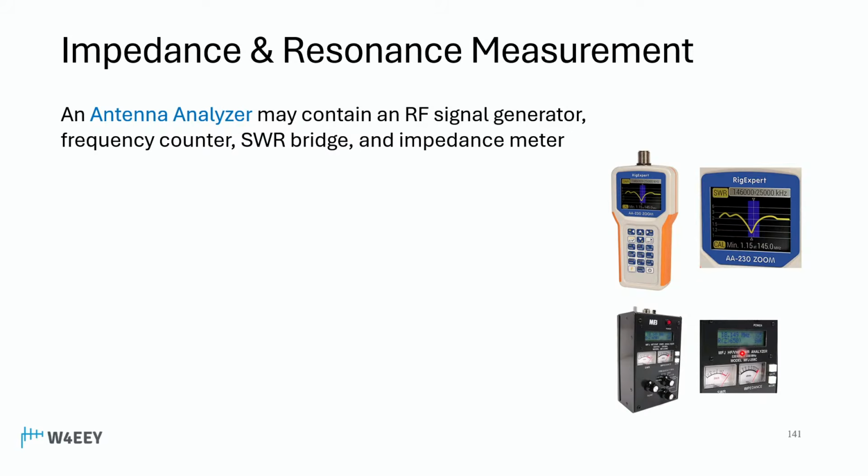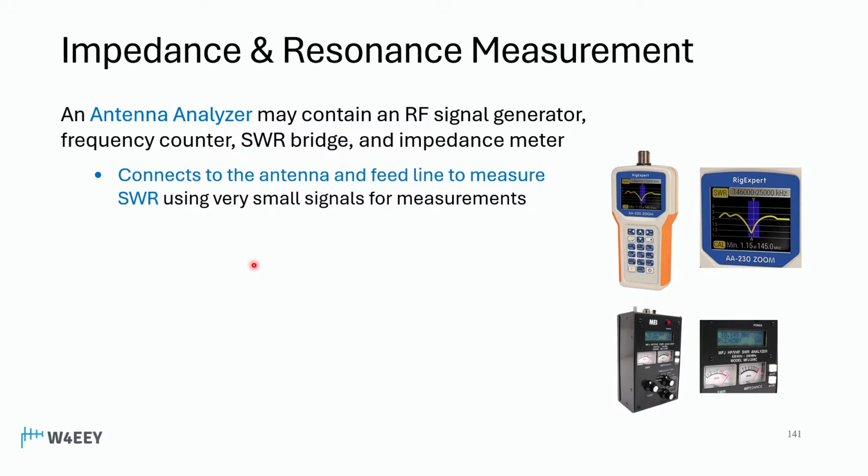Okay, now we're going to get into some really useful things here. Not that any of what we've talked about so far wasn't. An antenna analyzer may contain an RF signal generator, frequency counter, SWR bridge, and impedance meter. This is the one that I have, Rig Expert. I really love it. This one here is made by, or was made by MFJ when they were in business. They had a tremendous line of SWR meters.